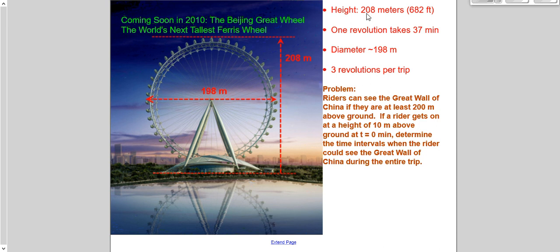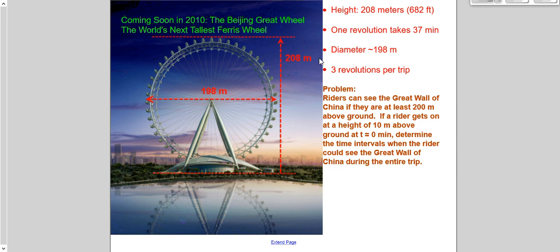So the max height is 208 meters. One revolution takes 37 minutes, so to go the whole way around takes 37 minutes. Diameter is approximately 198 meters. You get 3 revolutions per trip. Riders can see the Great Wall of China if they are at least 200 meters above the ground. If a rider gets on at a height of 10 meters above the ground at time equals 0 minutes, determine the time interval when the rider can see the Great Wall of China during the trip. So this is what we're trying to figure out. When can they see the Great Wall of China?